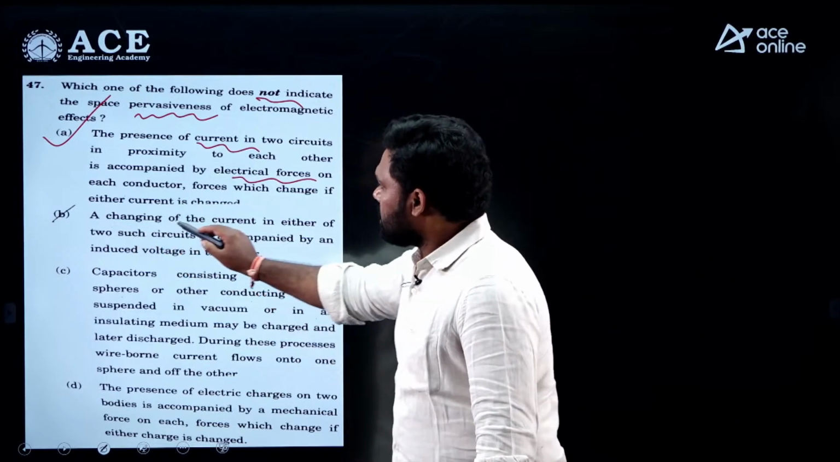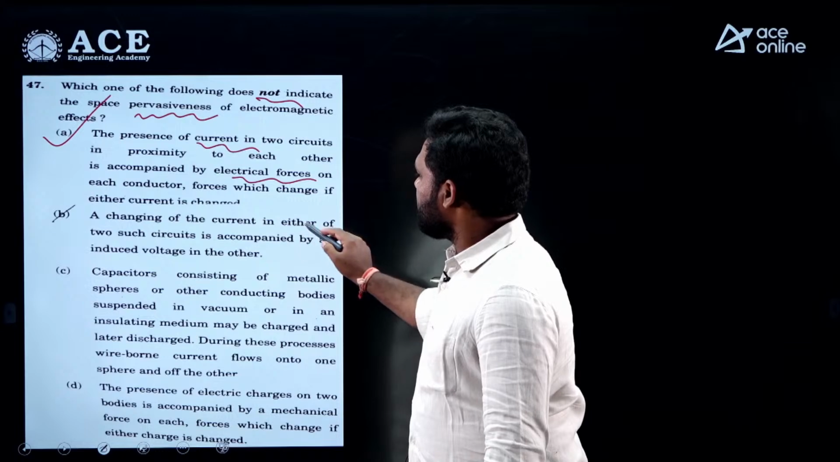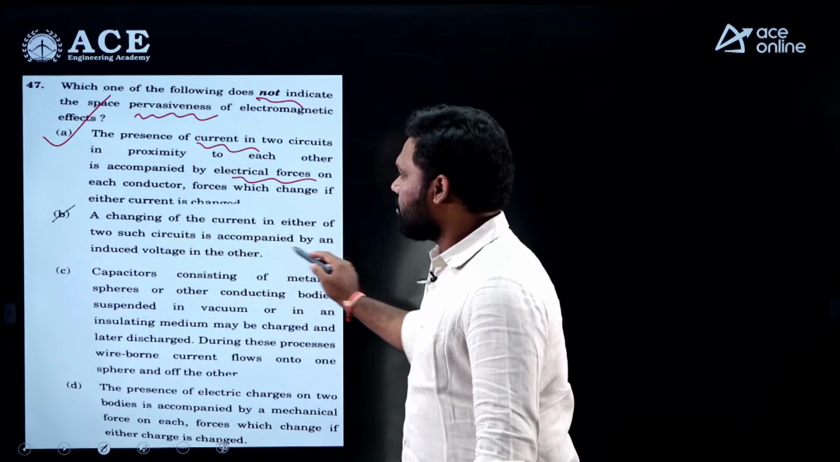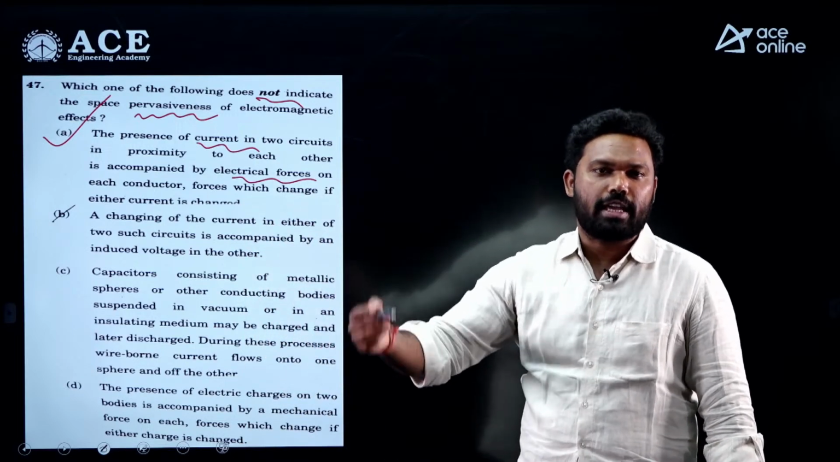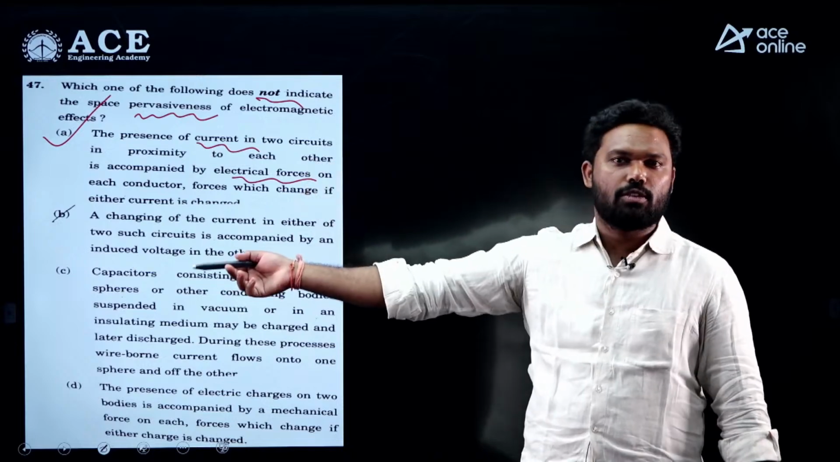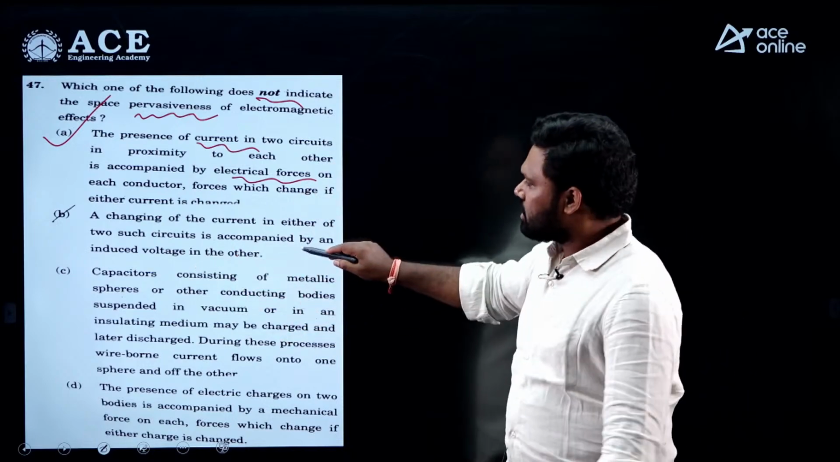Fine. So the changing of the current in either of the two circuits is accompanied by an induced voltage in the other. When there is a change of current in one coil, that leads to a time varying magnetic field around it, which will obviously induce a voltage in the other coil. So the second statement is correct.